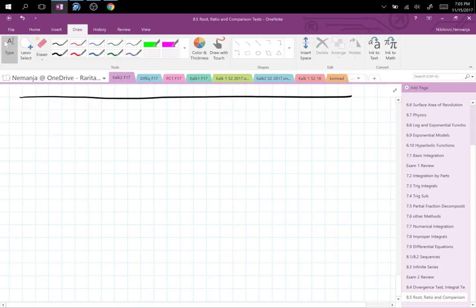Another one? Yeah, why not? So the summation from 1 to infinity of k squared over 2 to the k in the denominator. Go.